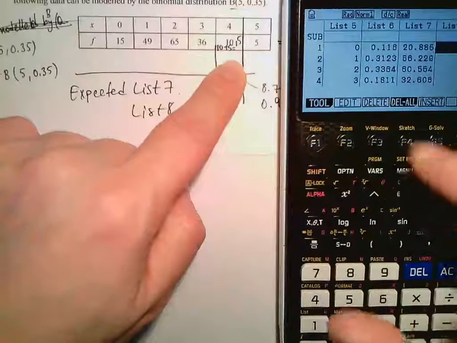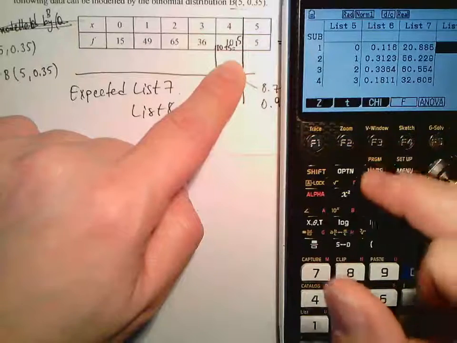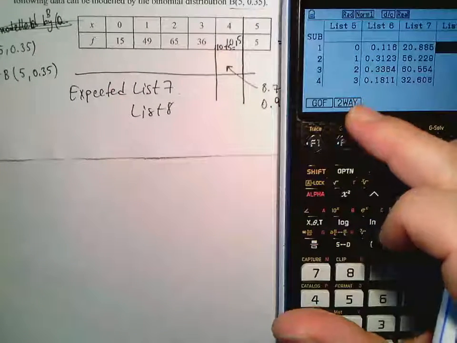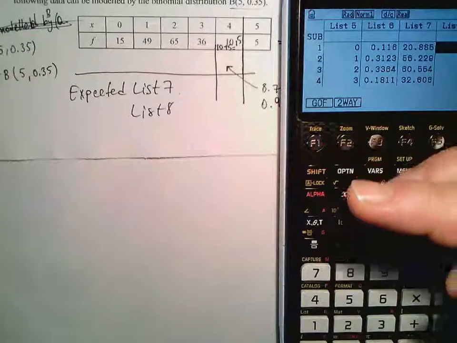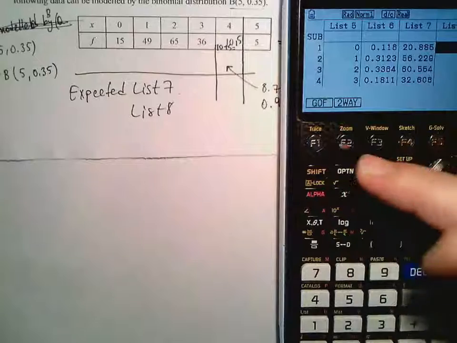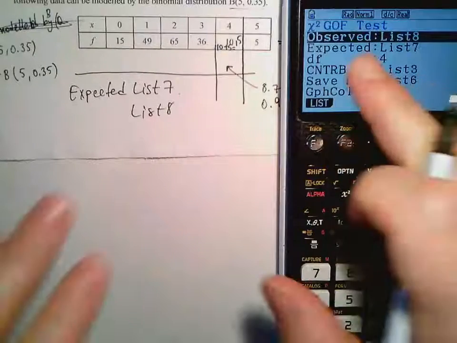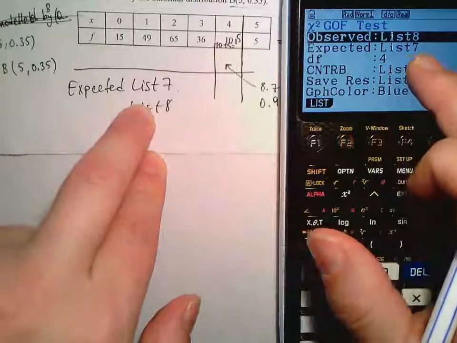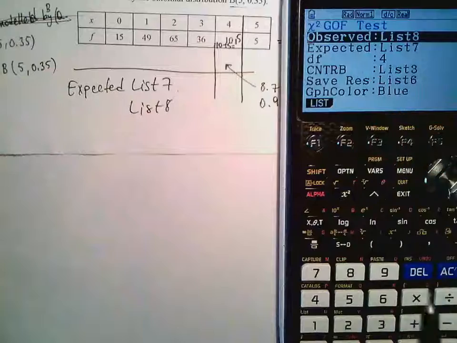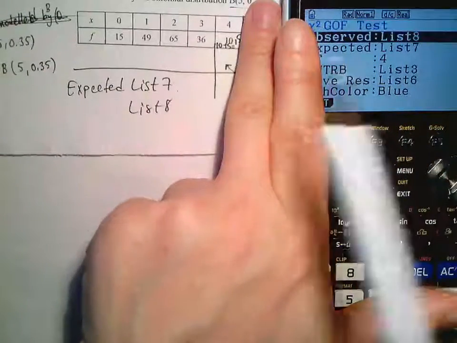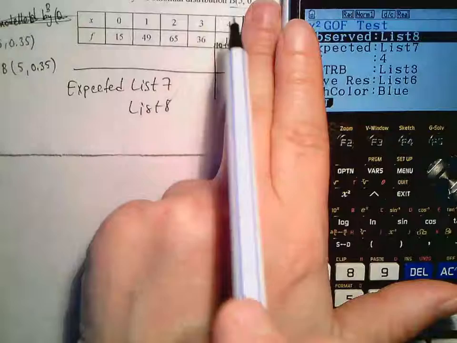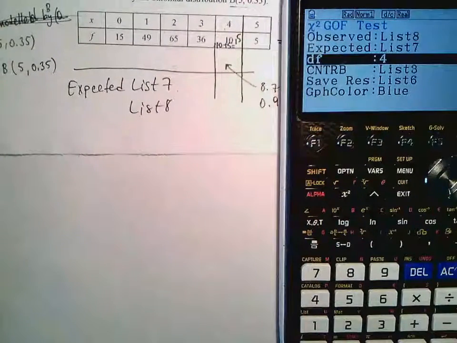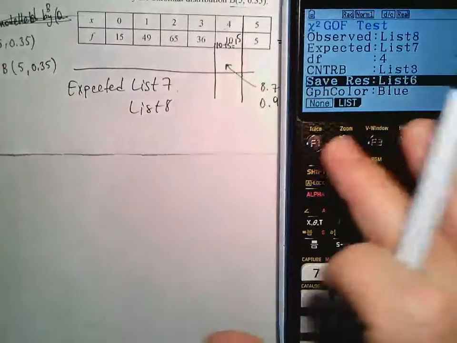Okay, now let's do the test statistic. Go to the test, chi-square goodness of fit test, right? So you are not looking at whether they are in a relationship or not. You're looking at whether they fit or not. Your observed value is list 8, expected value list 7. Degrees of freedom: now that we combined, let's count. 1, 2, 3, 4, 5. 5 minus 1 is the degrees of freedom. Okay, no need to save it.